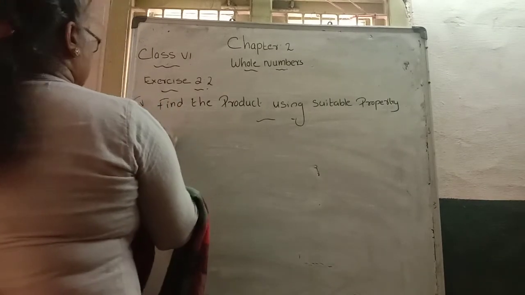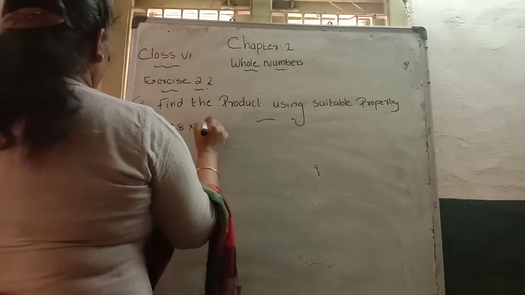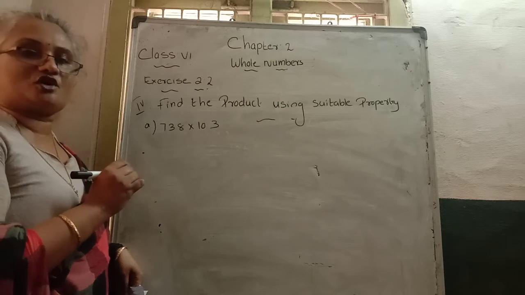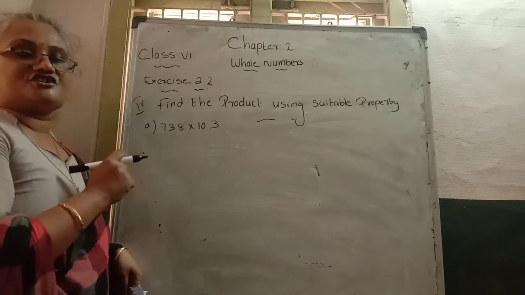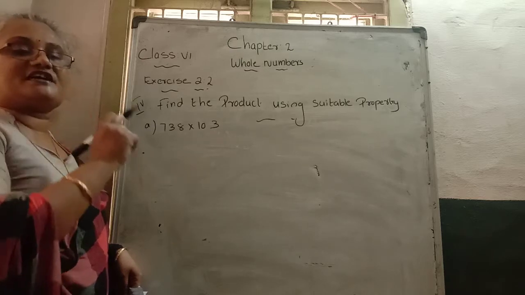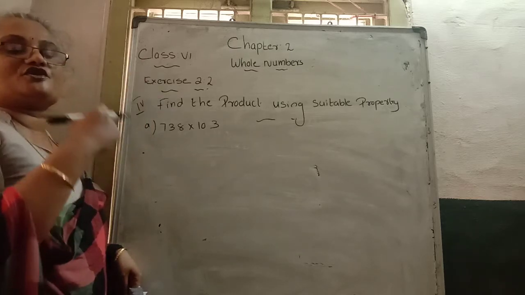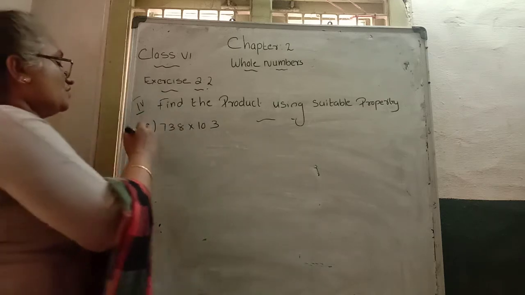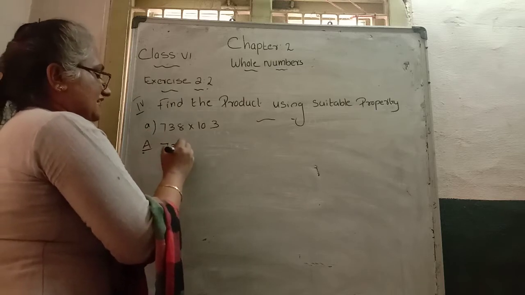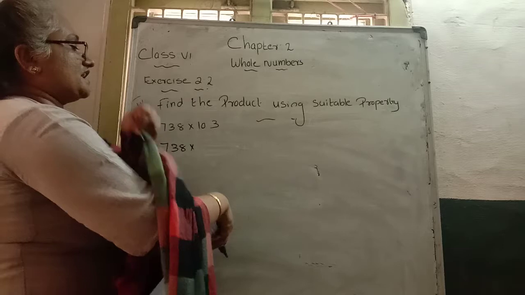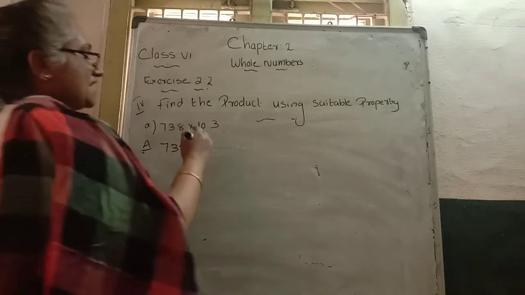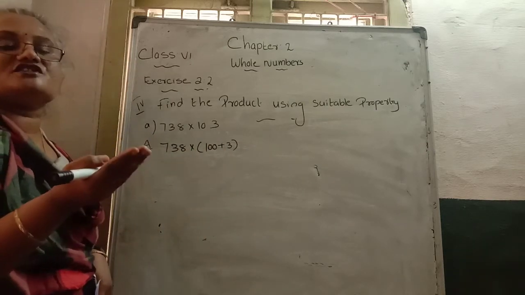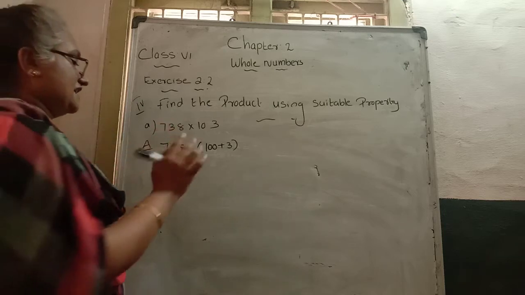The first question they gave us is 738 into 103. Last class we discussed the distributive property of multiplication over addition and the distributive property of multiplication over subtraction. Here we are going to apply that property. How to apply? Say 738 into 103. How can we split 103? We can split it as 100 plus 3. Any mistake? 100 plus 3 is 103, so we split it.